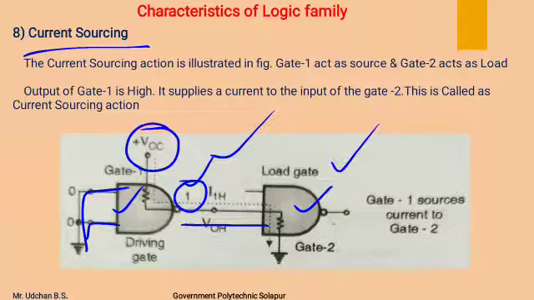Now the output of gate 1 is high, so it is going to supply a current to the input terminal of gate 2. That is, gate 1 is giving or sourcing a current to the input terminal of gate 2. This is nothing but the current sourcing action. That is, current is forwarding from the output terminal into the input terminal.